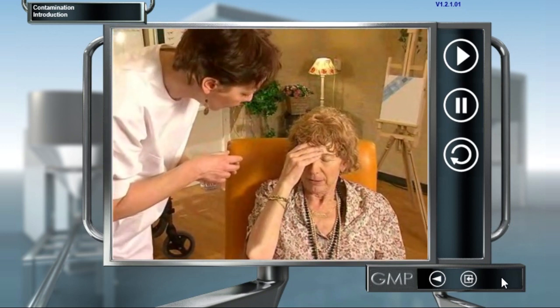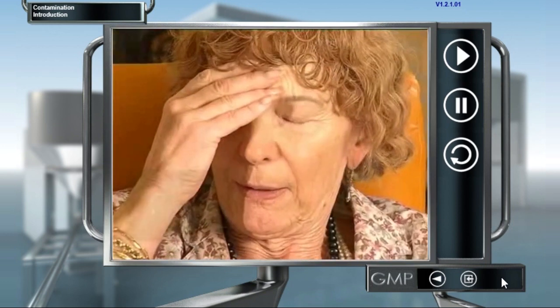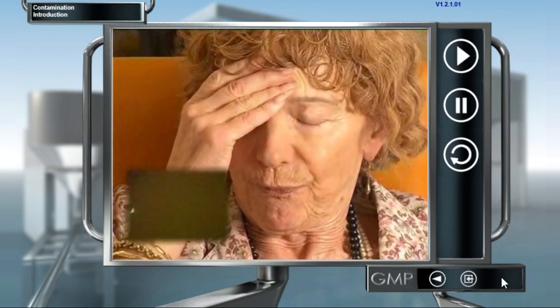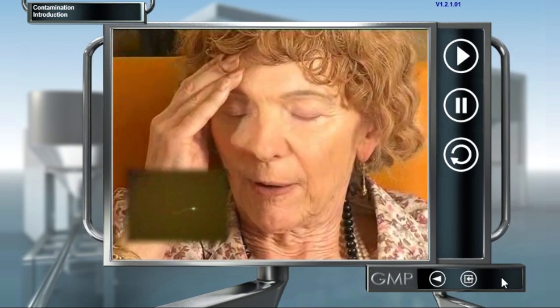An ill person has a low resistance. As a result of some contamination, a patient may get worse, or, in the worst case, die.